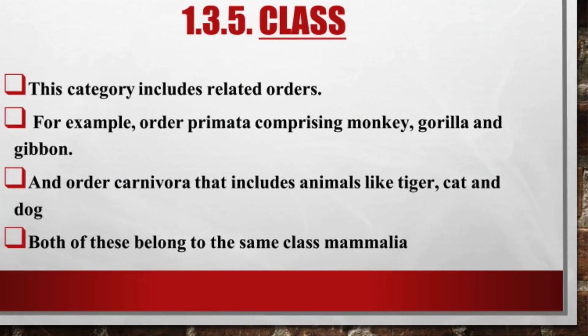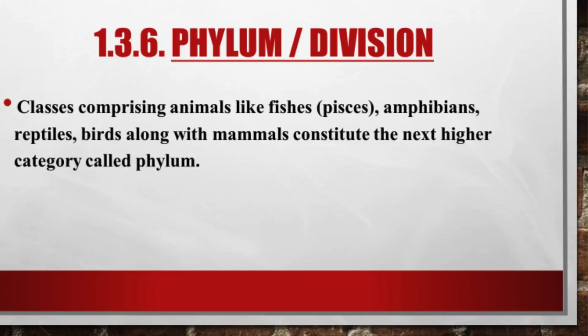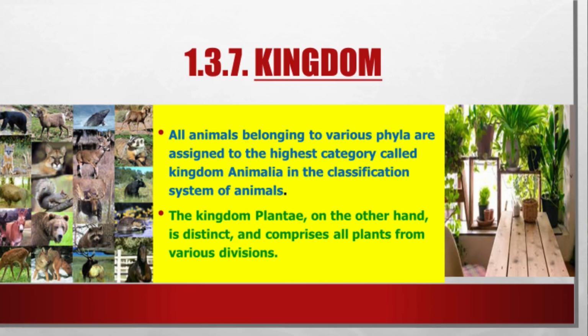Class. This category includes related orders. For example, order Primata comprising monkey, gorilla and gibbon, and order Carnivora that includes animals like tiger, cat and dog. Both of these belong to the same class Mammalia. Phylum in animals and division in plants. Classes comprising animals like fishes, Pisces, amphibians, reptiles, birds along with mammals constitute the next higher category called phylum. Kingdom. All animals belonging to various phyla are assigned to the highest category called kingdom Animalia in the classification system of animals. The kingdom Plantae, on the other hand, is distinct and comprises all plants from various divisions.